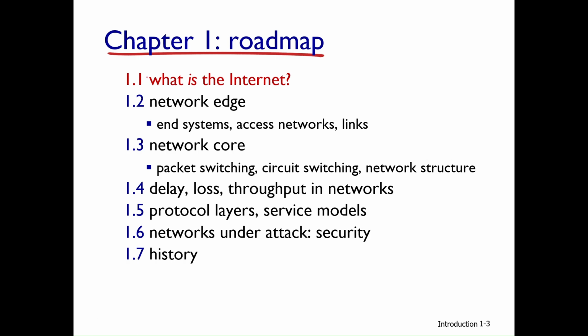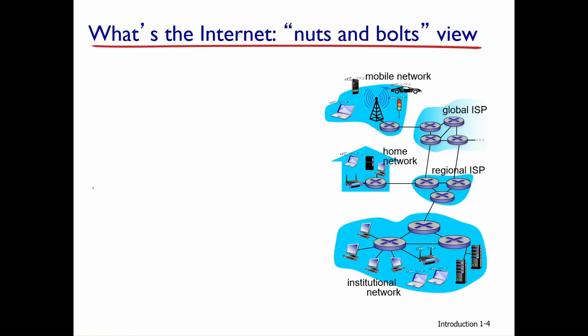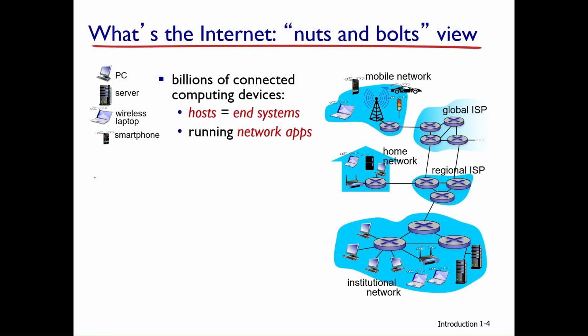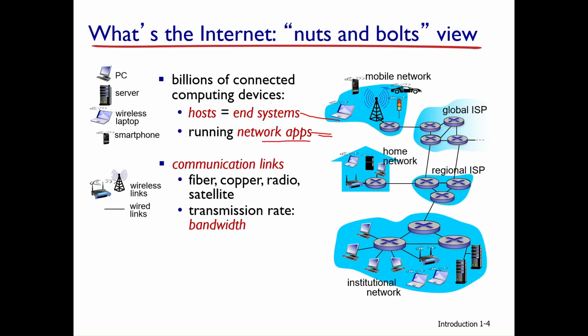Now we will see what the internet is. The nuts and bolts view of the internet: billions of connected computing devices. These are known as hosts or end systems, which run network applications such as HTTP, HTTPS, and websites. Everything is a network app, and these are connected using communication links such as fiber, copper, radio, and satellite.